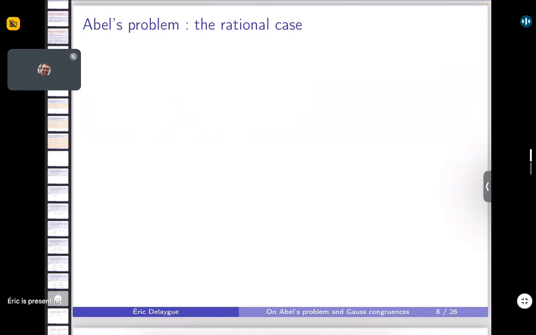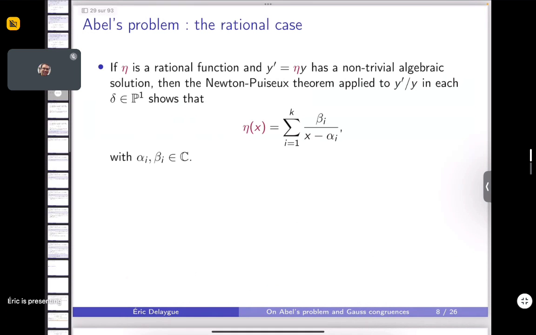and it will suffice to solve the rational case, in fact, so the case where eta is a rational function. So in this case, I start with eta a rational function, and I still consider the equation y prime is eta y. And if it has a non-trivial algebraic solution, then we can apply the Newton-Puiseux theorem to the quotient y prime over y at each point of P1. Okay, and if you do this by the same trick as before, you will in fact obtain that eta must be of the following form.